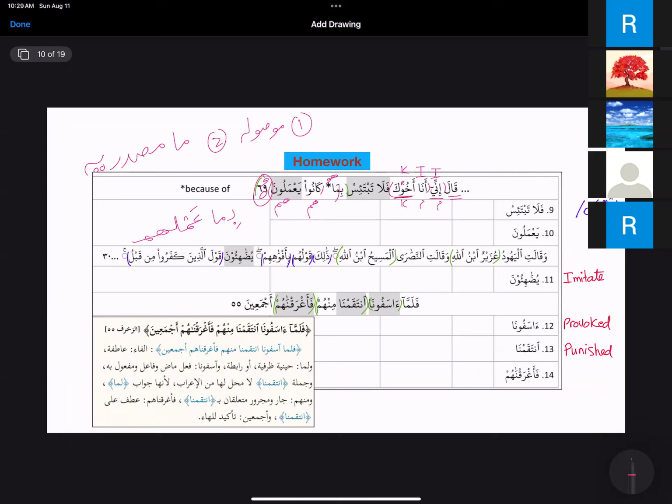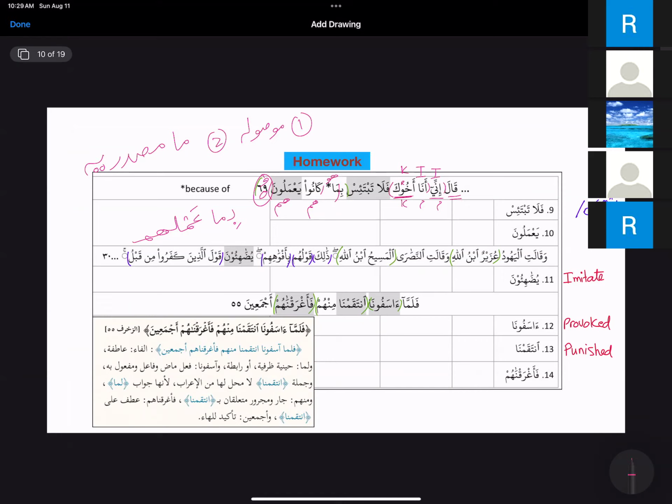Because of their amal, amaluhum, right? Because of their amal. So this is how we can take it as a ma masdariya. So now, what is the point? What is the benefit of it?